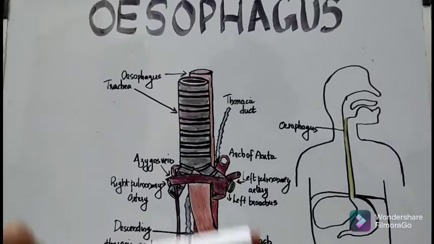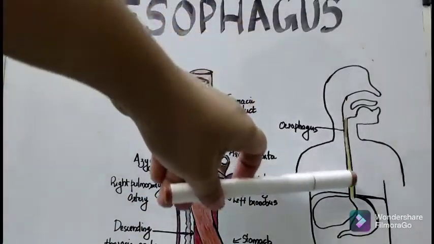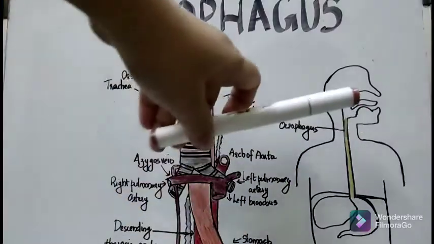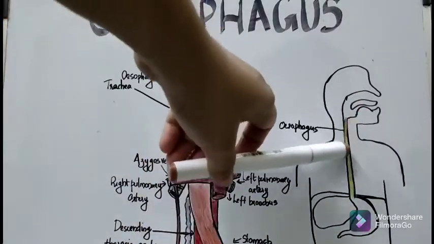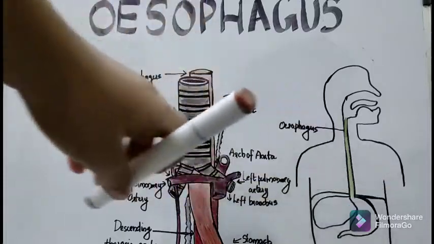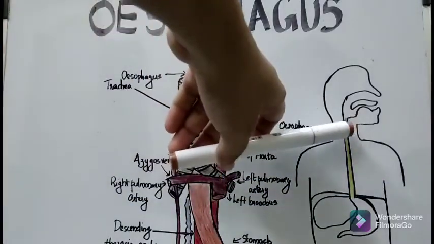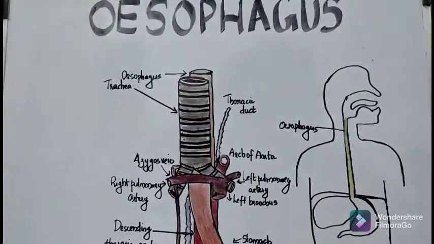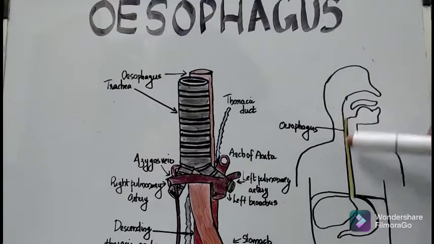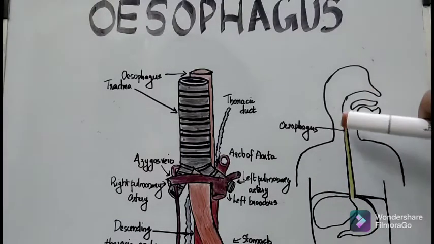That is, it is the pipe through which the food travels to the stomach, and it is about 25 centimeters long. It extends from the lower end of the neck to the upper end of the abdomen, and it is flattened anteroposteriorly.